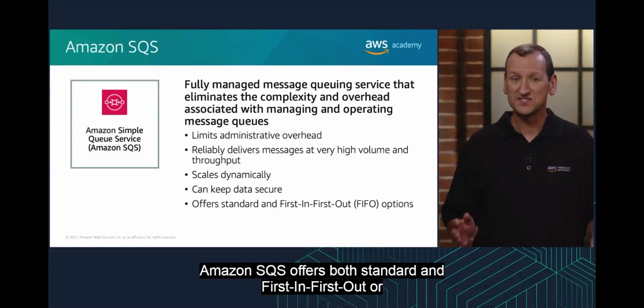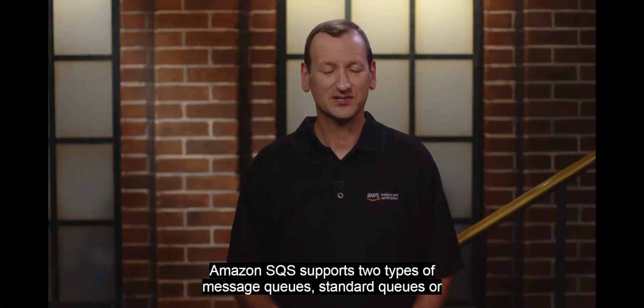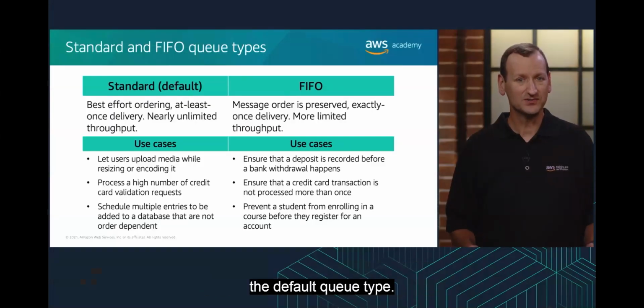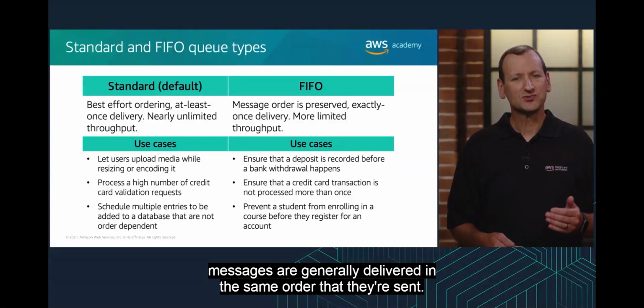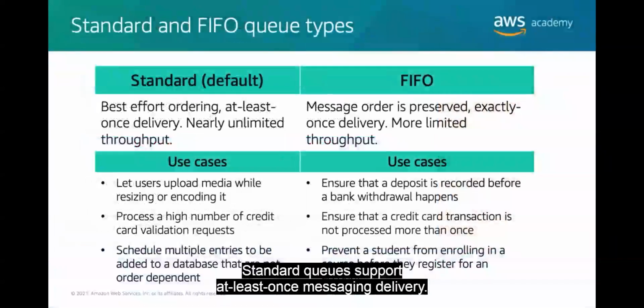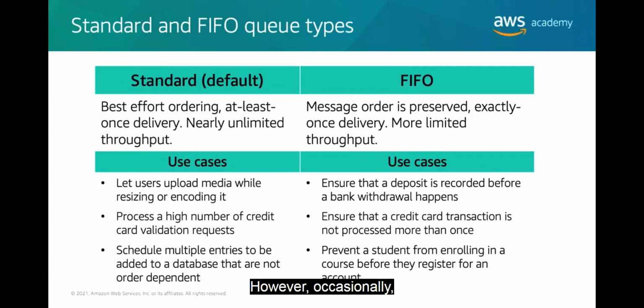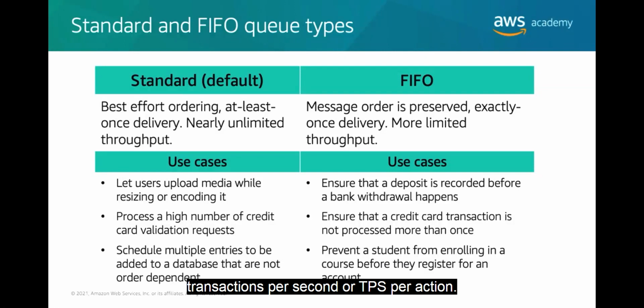Amazon SQS offers both standard and first-in, first-out, or FIFO queues to support different processing priorities. Amazon SQS supports two types of message queues. Standard queues are the default queue type. Standard queues provide best effort ordering, which ensures that messages are generally delivered in the same order that they're sent. Standard queues support at least once message delivery. However, occasionally more than one copy of a message might be delivered out of order. Standard queues also support a nearly unlimited number of transactions per second, or TPS, per action.